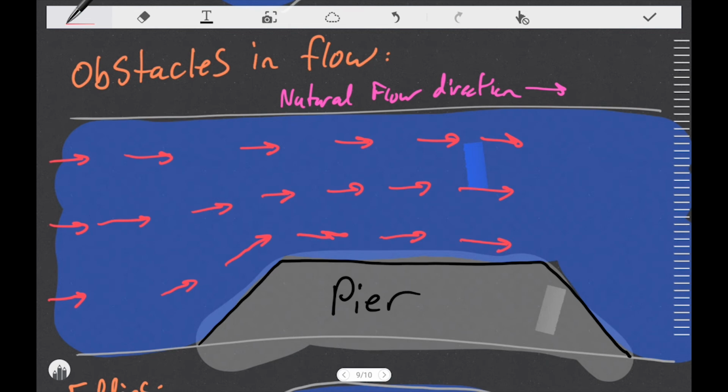So the closer you are to an obstacle, the more likely it is that the direction of the current will be affected by that obstacle.